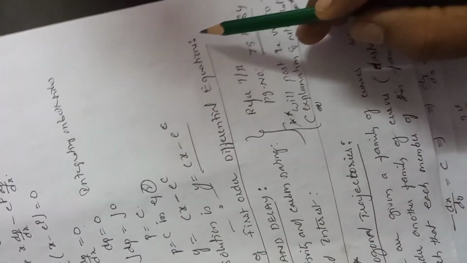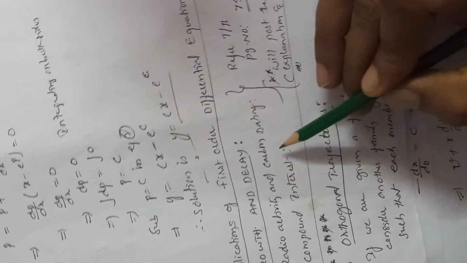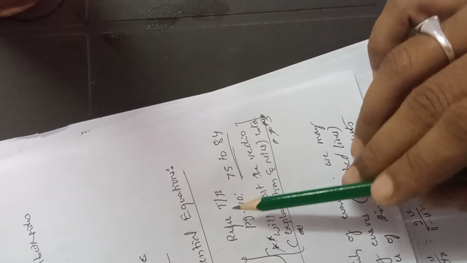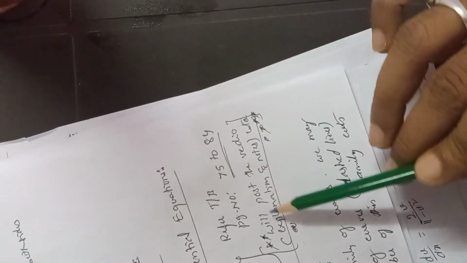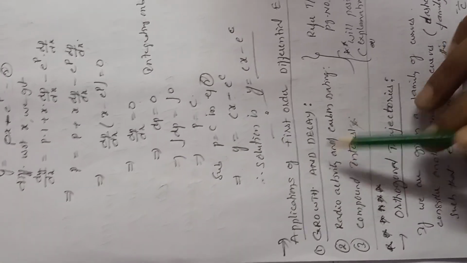Now, applications of first order differential equations: there are 3 topics, growth and decay, radioactivity and carbon dating, and compound interest. Please go through the textbook. I will send you all the textbook pages now. Refer to textbook page numbers 75 to 84, almost 10 pages. I will post a separate video for this, but from the main examination point of view, please concentrate on compound interest only, those problems. The rest you can discard. From the main examination point of view, only compound interest; you can discard the other two.